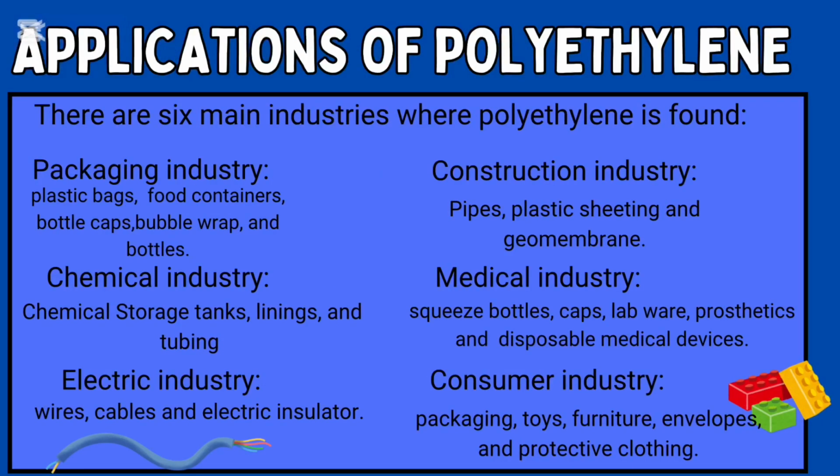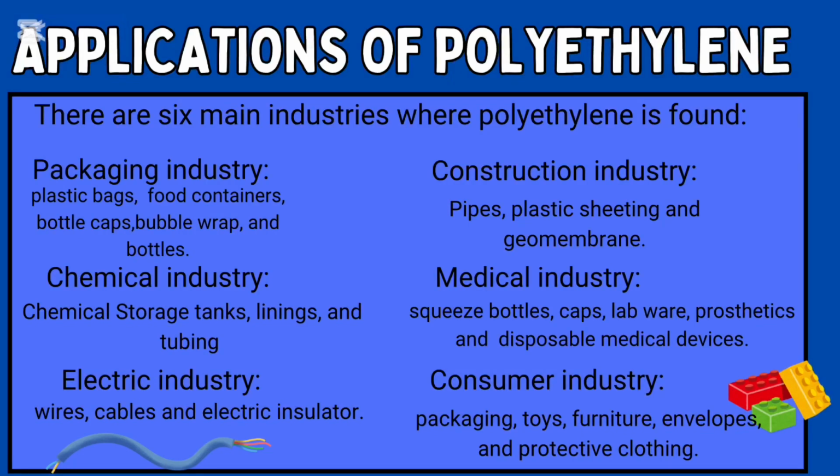Polyethylene is mainly used and found in 6 industries, and I will be stating these industries and examples of polyethylene objects that fit with each industry, starting off with the packaging industry. The objects that fit into this industry are plastic bags, food containers, bottle caps, bubble wrap, and bottles, since they are all useful when packing.